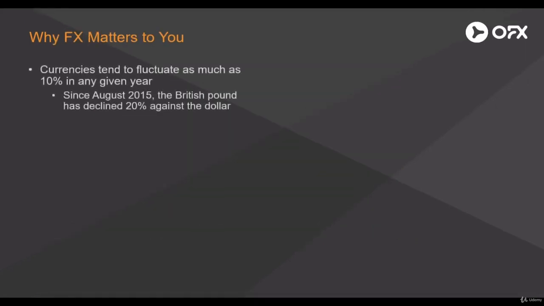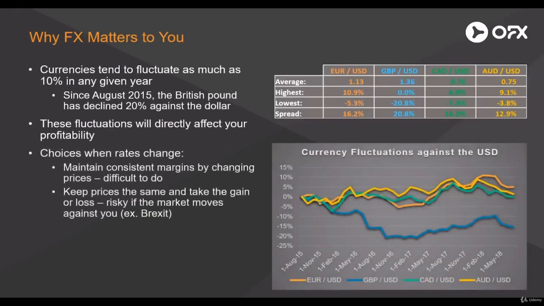Okay. And so this is what I said earlier. They tend to fluctuate about 10% in any given year. Since August 2015, the pound has taken a beating, and that's primarily because of Brexit. But these affect your profitability, right? So you've got essentially two choices. As a seller, you're US based, you're selling in the UK. If you're setting that pound price, say 10 pounds, but then the value of those pounds goes down against the dollar, you can adjust your price upwards. You can go from 10 to 11. So you keep your profit margin the same.